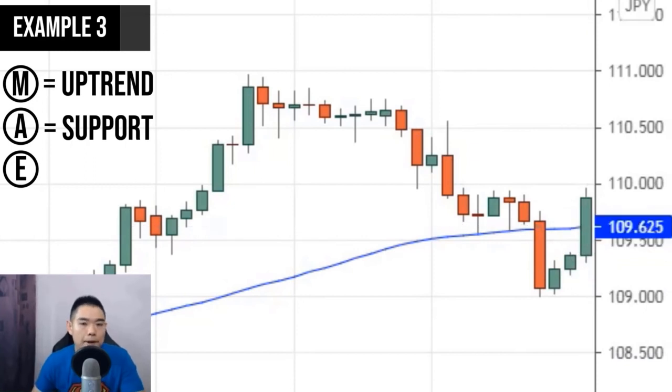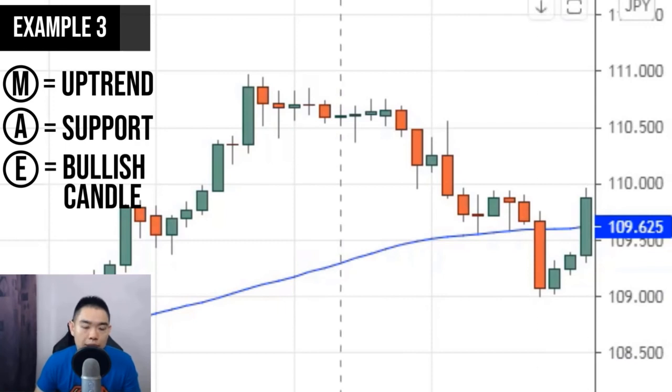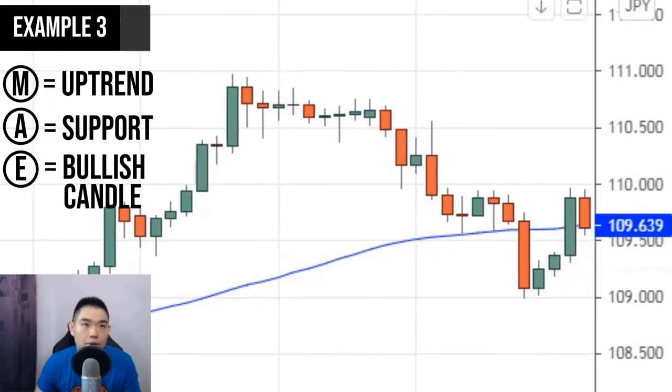So to me, this is a valid trading setup, and you can look to buy. Let's say you buy on the next day's opening price of this candle over here.